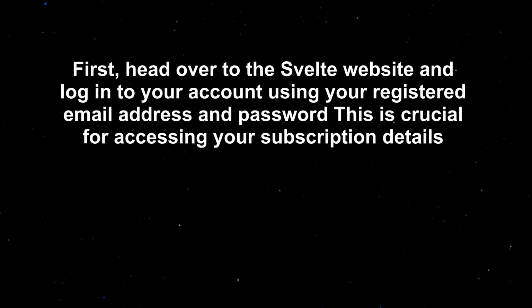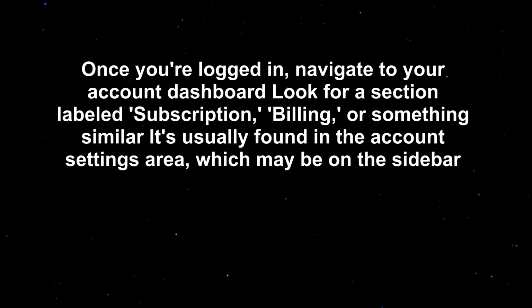First, head over to the Svelte website and log into your account using your registered email address and password. This is crucial for accessing your subscription details. Once you're logged in, navigate to your account dashboard. Look for a section labeled Subscription, Billing, or something similar. It's usually found in the account settings area, which may be on the sidebar.